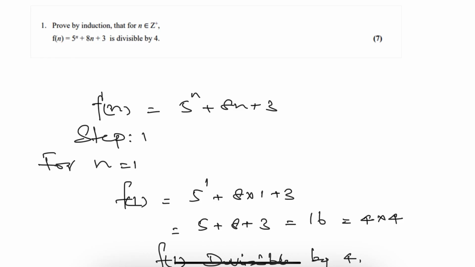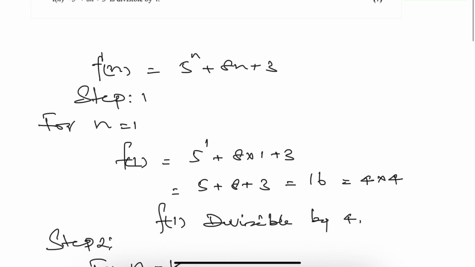Another past question on mathematical induction. Prove by induction that for n an element of the positive integers, f(n) equals 5 to the power of n plus 8n plus 3 is divisible by 4. We'll have to prove that f(n) is divisible by 4 for all positive integer values.